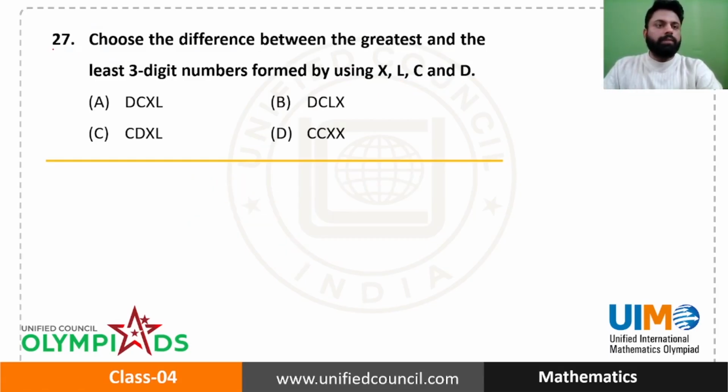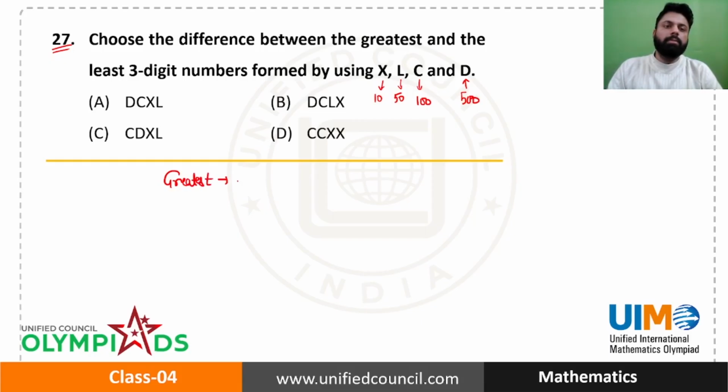So here is the next question that we are going to solve. Choose the difference between the greatest and the least three-digit number formed by using these four symbols. So see, we know that the value of D is 500, C is 100, L is 50, and this is 10. So the greatest number can be DCLX, that is 500 plus 100 plus 50 plus 10, that is equal to 660.